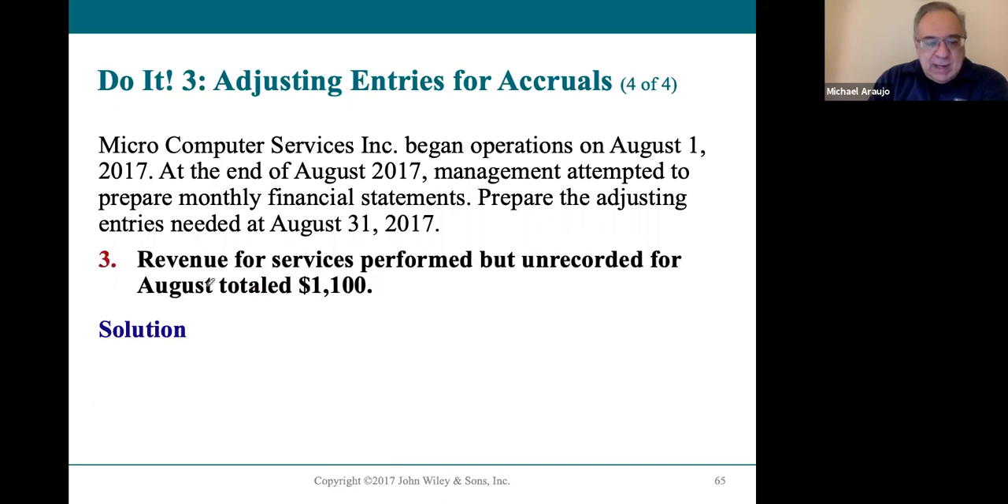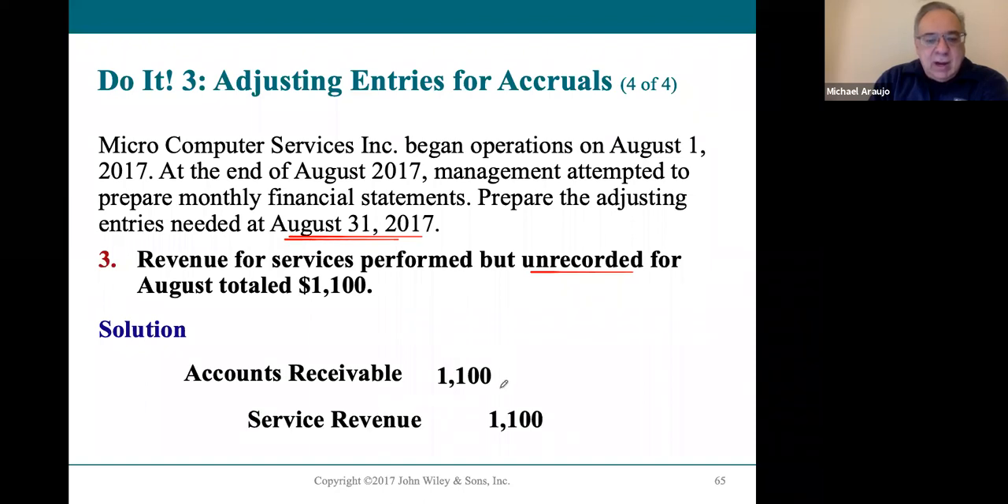And lastly, we earned revenue, but it's not recorded for August. Again, we have to make sure our August record is accurate. So we're going to go ahead and record this revenue by setting up an accounts receivable. Accounts receivable gets a debit, revenue gets a credit. And that is the show. How'd you do? Questions?